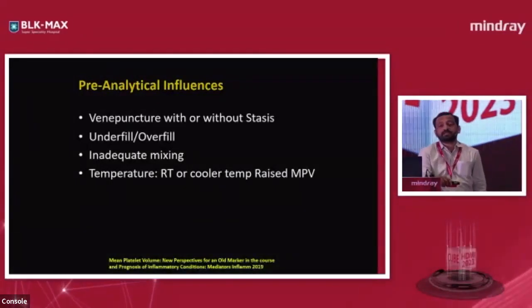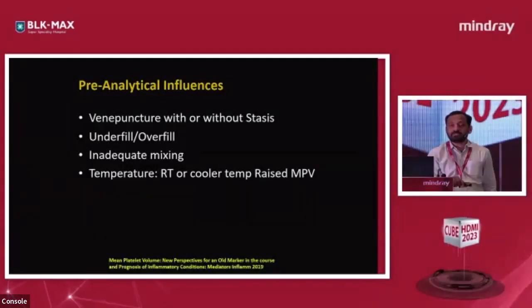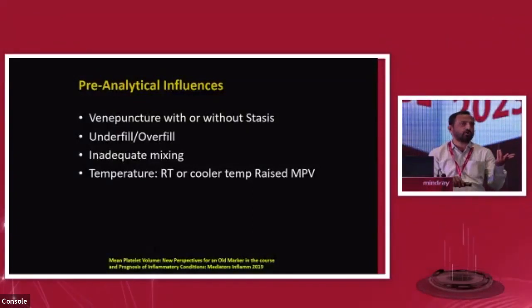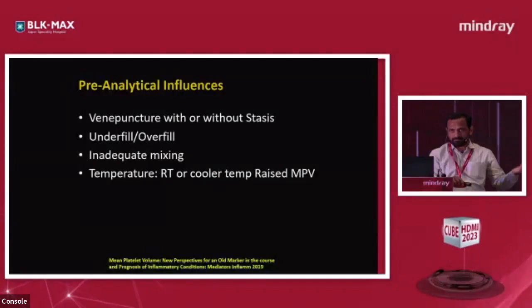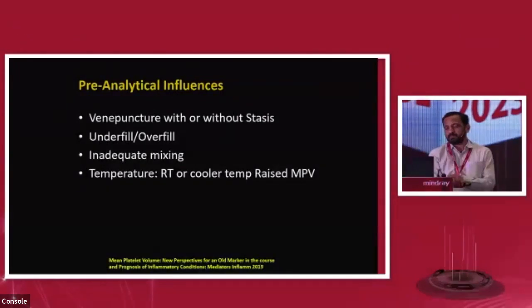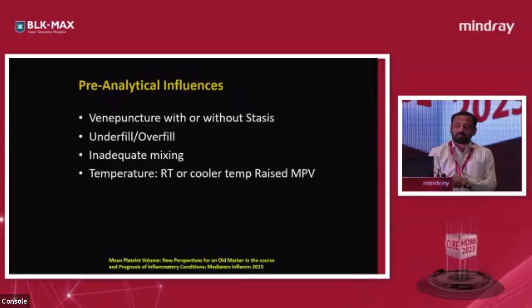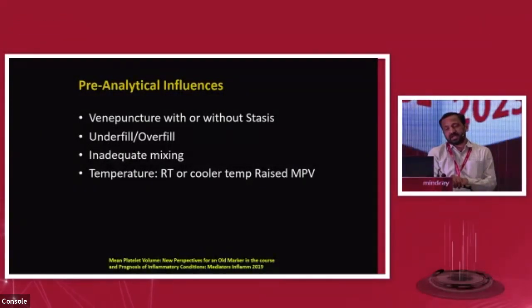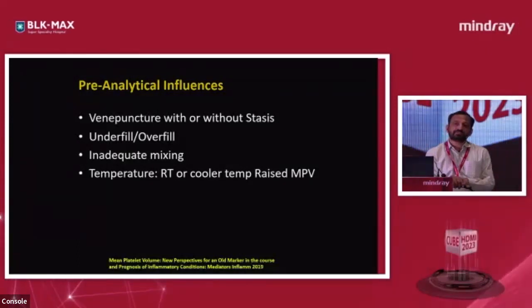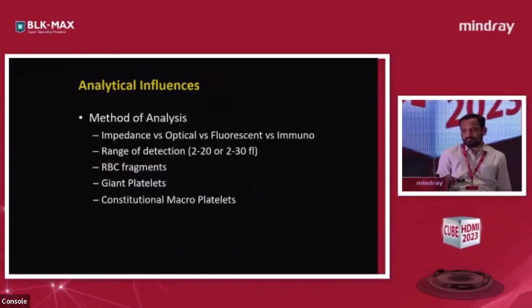And for MPV, there are significant pre-analytical influences. Of course, venipuncture with or without stasis. If there is stasis, then there can be a chance of getting platelet aggregates, which can impact the MPV as well. Underfill, overfill, that is the EDTA proportion available for the sample. Inadequate mixing again can cause platelet clumps. And it is mentioned that at room temperature or cooler temperature, you can get an artificially raised MPV in a sample if it is not stored properly.